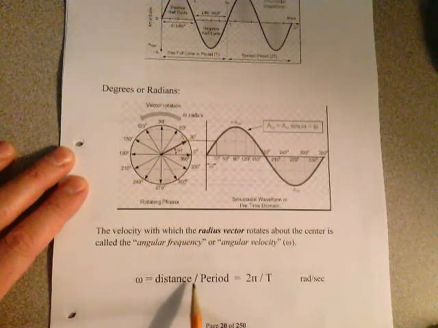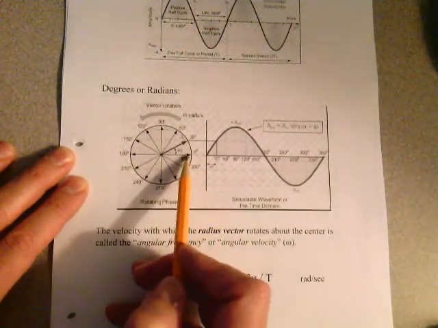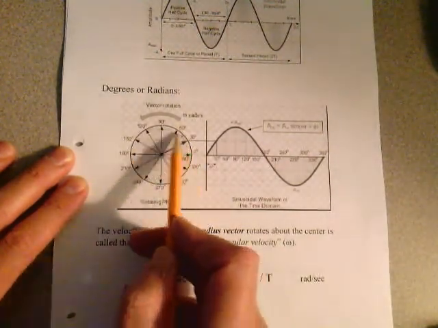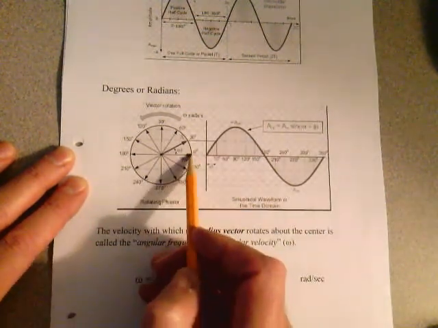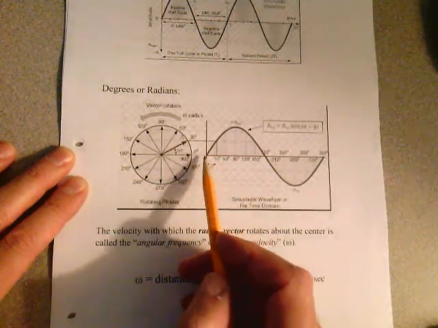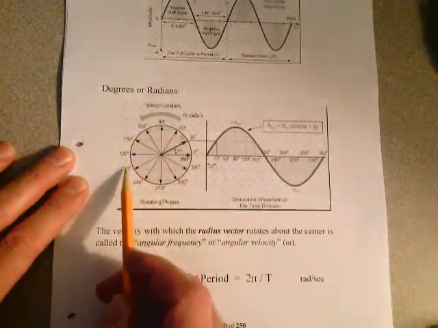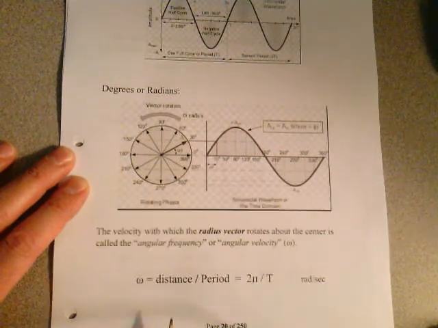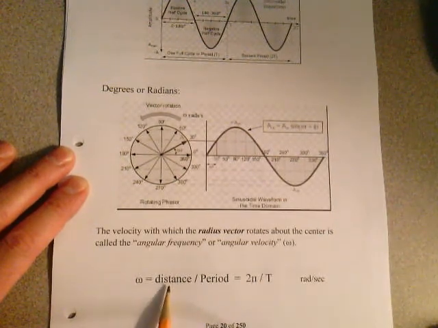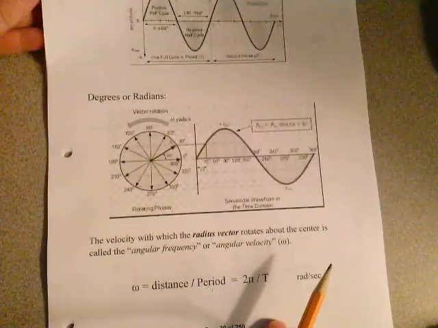Omega is equal to distance divided by the period. Well, you know what the distance is. The distance from here to here in radians is 2 pi. 2 pi radians is 360 degrees. And what's the time it takes to do that? It's a period T. That's a period T to rotate that radius vector 360 degrees. There's an equation for omega. Omega is equal to distance divided by the period, 2 pi divided by the period, in radians per second. Now that's useful, but let's take a look at the next page.